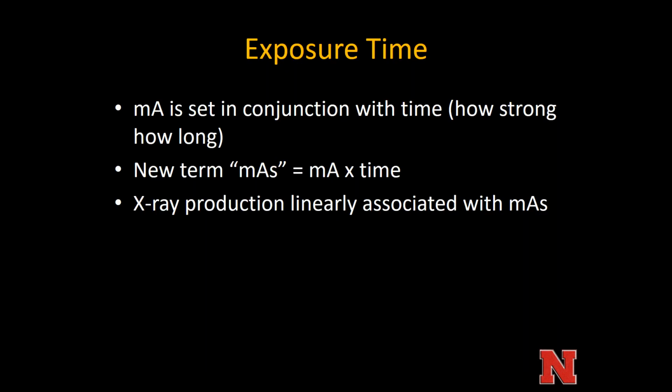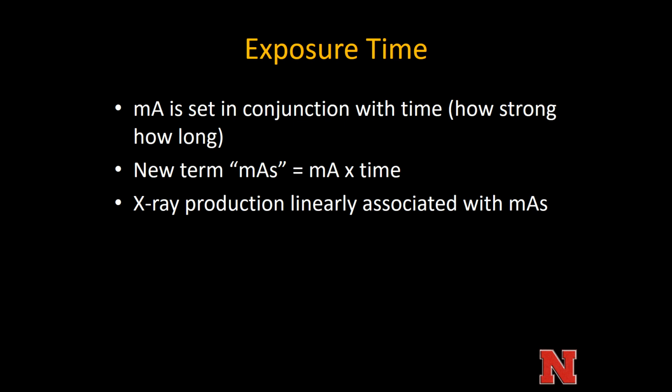Now to talk about exposure time. So we can change kV, we can change mA, and we can also change just the overall amount of time that the whole system is up. So mA is oftentimes set in conjunction with time. How strong, how long, right? How strong is the whole current going, and how long is that current on? It creates a new term called mAs, which is just mA times time.